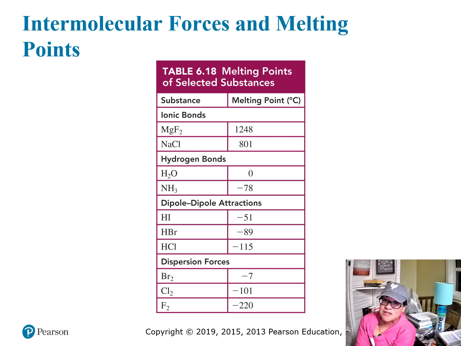So here are some melting points of some different common substances. You can see ionic bonds here are super high. The ones that have hydrogen bonds are higher, and then dipole are getting lower, and then the ones that have dispersion forces that are nonpolar are even lower.